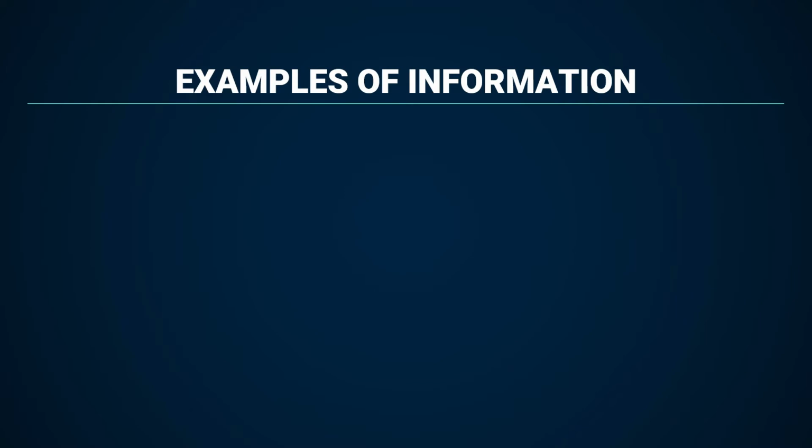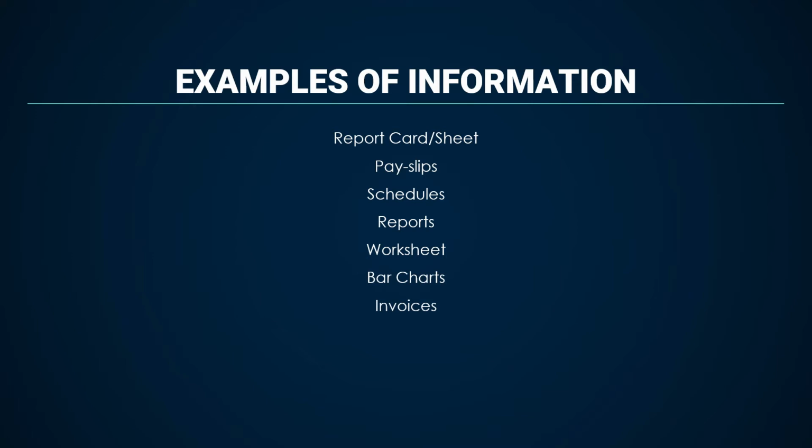Can you give examples of information? One example is the grades obtained by students and their roll numbers. This is in the form of a report card or sheet. Other forms of information are payslips, schedules, reports, worksheets, bar charts, invoices, and account returns.